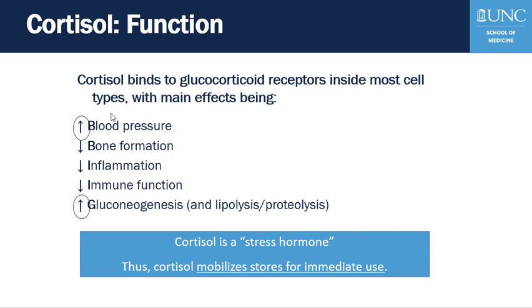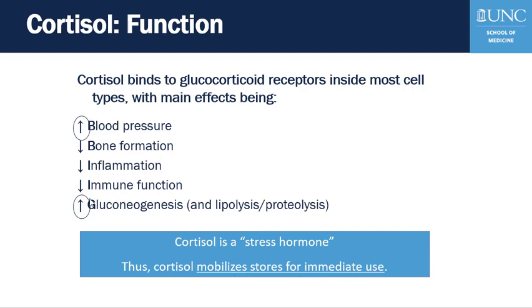The main effects are listed here with an acronym that will hopefully help remember some of the effects. The two B's stand for blood pressure and bone formation. The two I's stand for inflammation and immune function. And the G stands for gluconeogenesis, or production of blood sugar, as well as lipolysis and proteolysis, which refers to breakdown of fat and protein to convert to immediately usable energy.